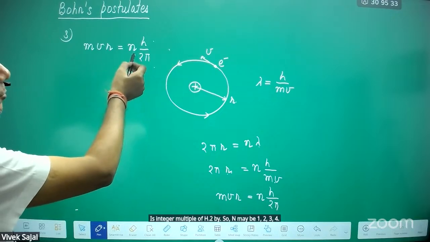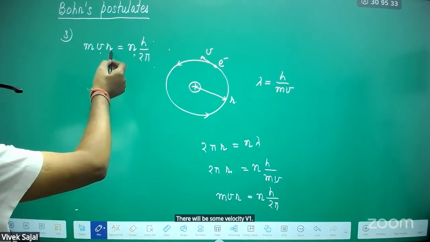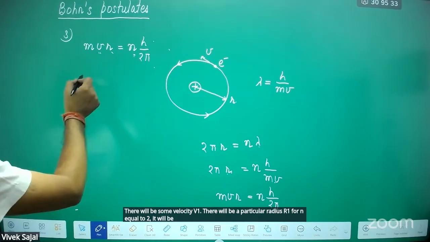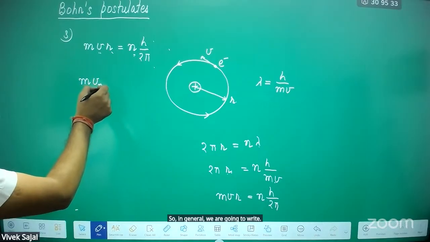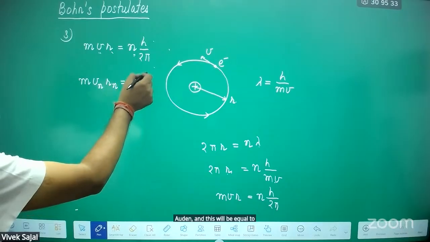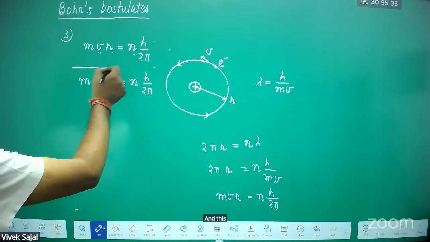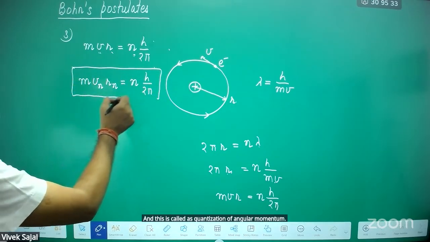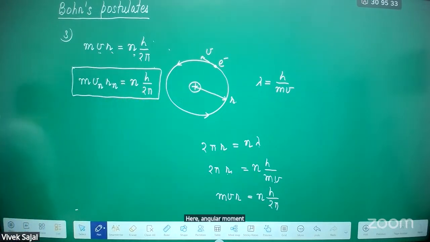Corresponding to n equal to 1, there will be some velocity v1 and a particular radius r1. For n equal to 2, it will be r2 and v2. So in general, we write m vn rn equal to nh upon 2 pi. This is called the quantization of angular momentum. Angular momentum is quantized here.